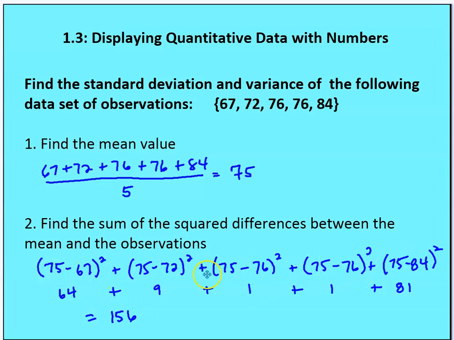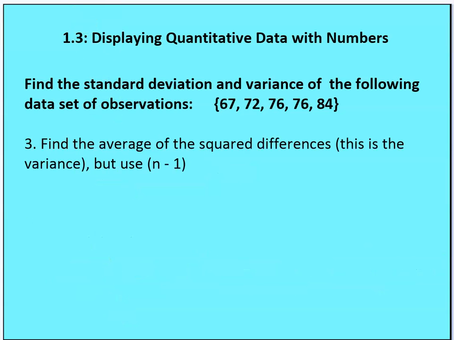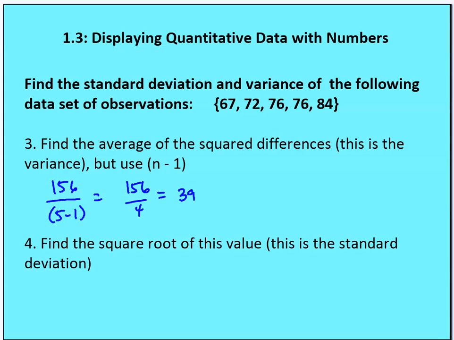And then we're going to sum these values. So this becomes my numerator, 156. And then I'm going to take my denominator. We're going to use n minus 1 again in this case. So I have 5. 5 minus 1 is 4. I'm going to divide 156 by 4. That's 39. That's my variance.